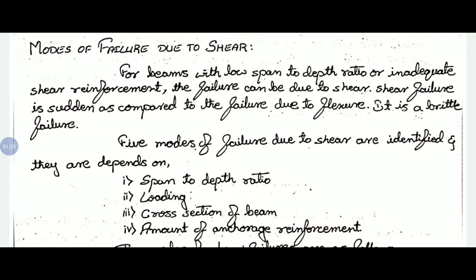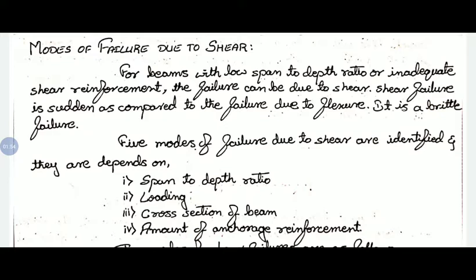So the main factors on which the shear failures depend are span to depth ratio, that is, what I said, L by D ratio, and loading, whether it is moving loads or constant loads, UDL, UVL, and load intensity, all those things, combination of loads. Then cross section of the beam. Cross section means it is directly related with the moment of inertia of the section.